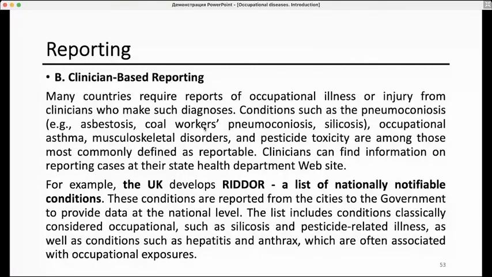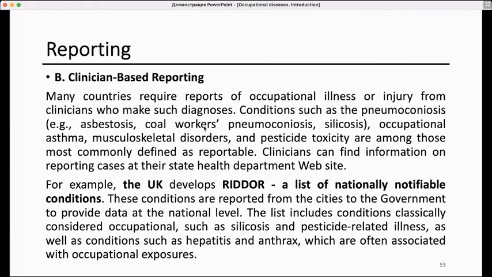I'd like to say more about clinician-based reporting. Many countries require reports of occupational illness or injury from clinicians who make such diagnoses. Conditions such as pneumoconiosis, like asbestosis, coal-workers pneumoconiosis, silicosis, or occupational asthma, or musculoskeletal disorders, and pesticide toxicity are among those most commonly defined as reportable. Clinicians can find information on reporting cases at their state health department website.